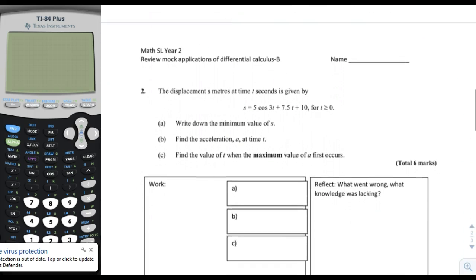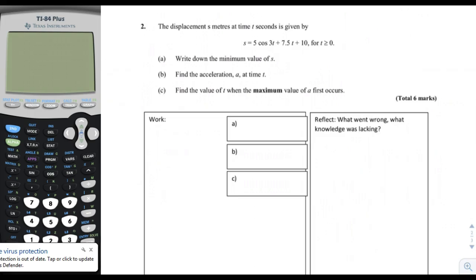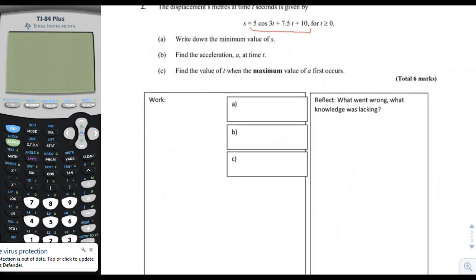Page 2. The displacement, s meters, at time t is given by this function here. Okay? Write down the minimum value of s. Now, this is not something that you can just look at. And the reason why it says write down is because they wanted you to do it with a calculator, but I want you to try it without the calculator.